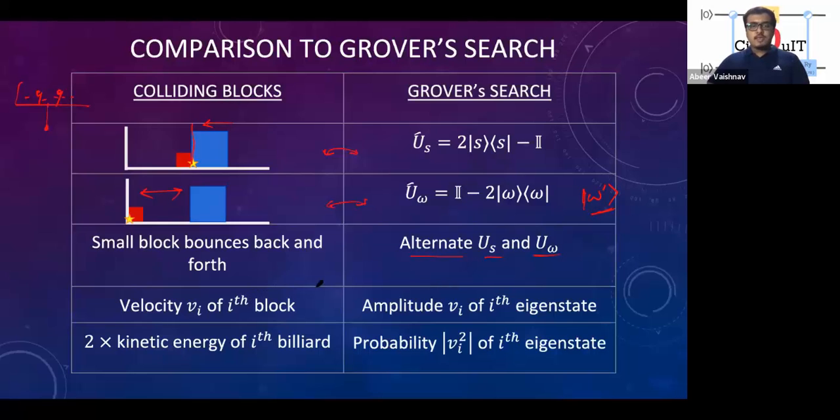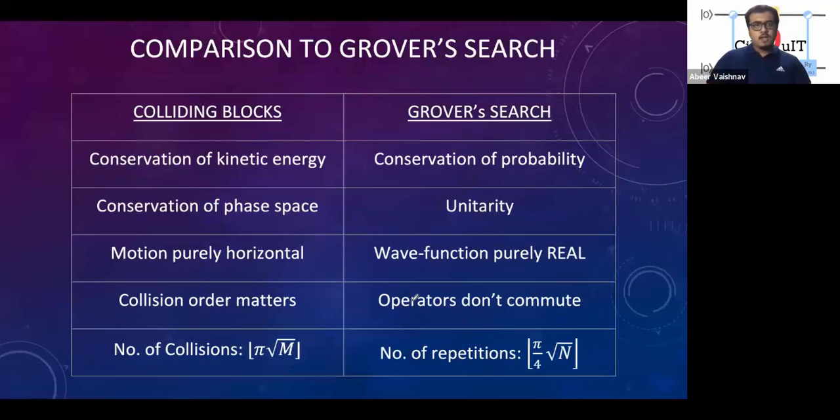Then the velocity of the ith block is the amplitude. Let's say not Vi, this should be alpha i, the amplitude alpha i of the ith eigenstate, and 2 times the kinetic energy of the ith billiard or block is analogous to the probability of the ith eigenstate, because kinetic energy is proportional to velocity squared. So if velocity is amplitude, then kinetic energy should be probability. Then finally we have a few more. The conservation of kinetic energy is conservation of probability.